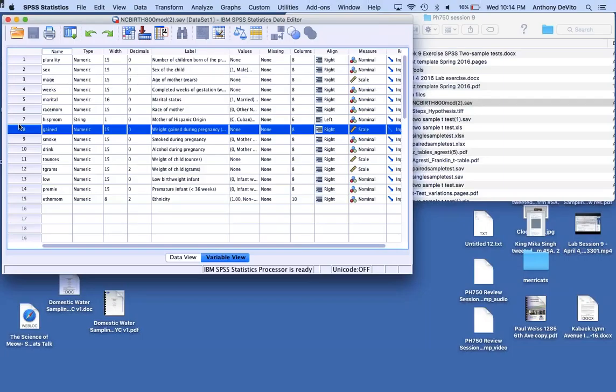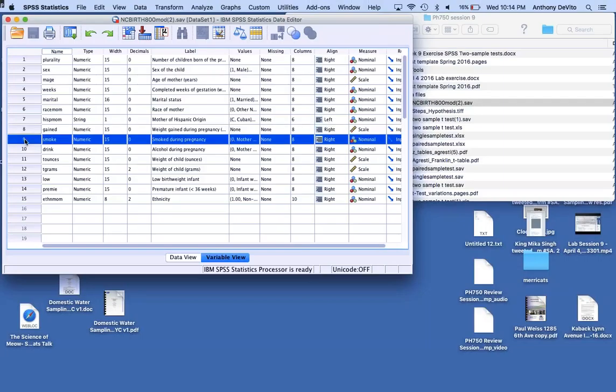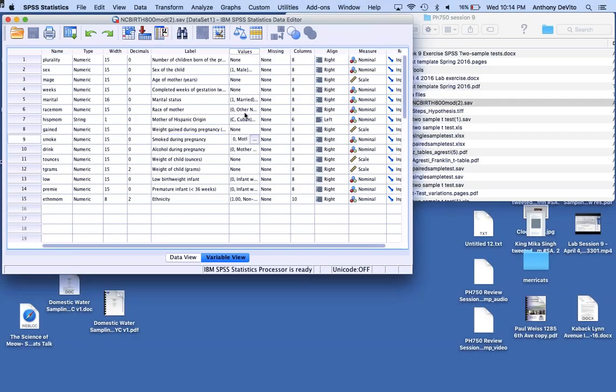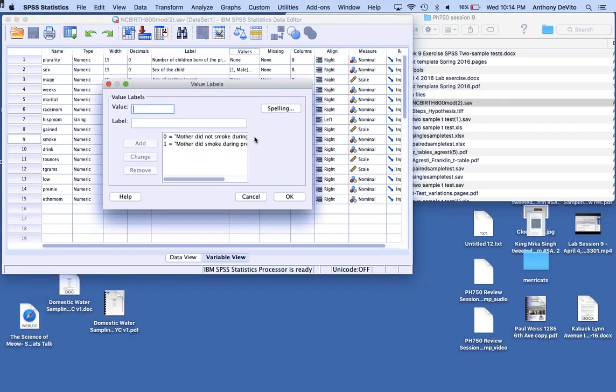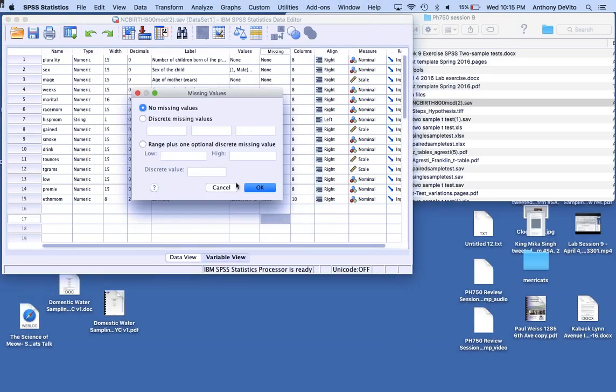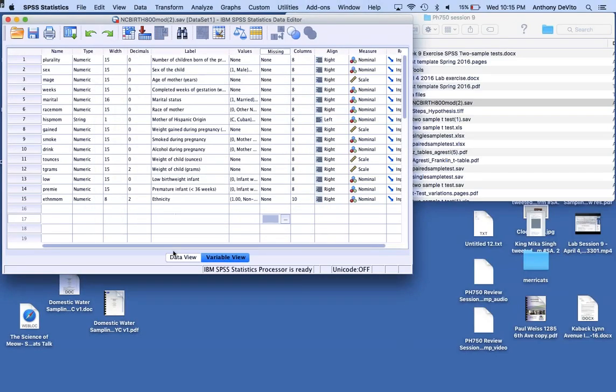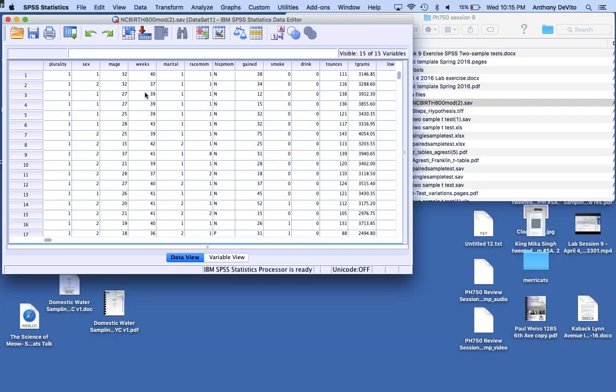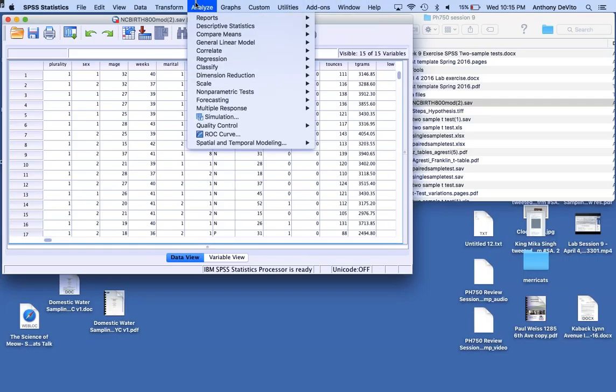And we're also interested in whether they're smokers or not. So what variable is that? Well, here's a variable smoke, smoke during pregnancy. Yeah, that's what we're after. Now, what numbers represent smoking? I'm going to click into the values column here, and 0 represents mothers who did not smoke. 1 represents mothers who did smoke. So I'm going to go in here and, whoops, cancel. Okay, I'm going to go to data view. And I'm going to say, let's analyze this now.